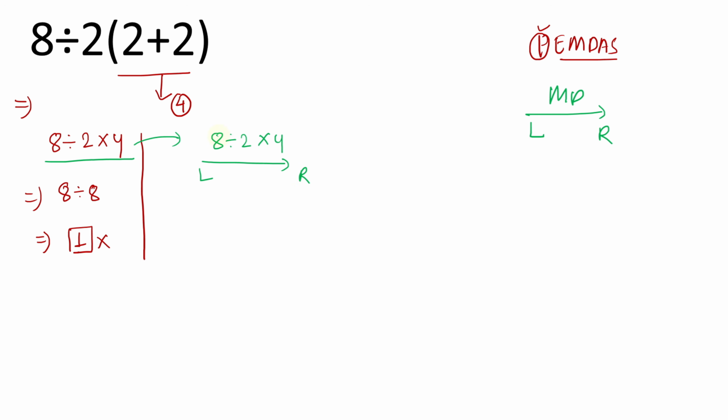8 divided by 2 will be operated first, which gives the result 4 here. So in our next step we can write 4 times 4, which equals 16. So here 16 is the right answer.